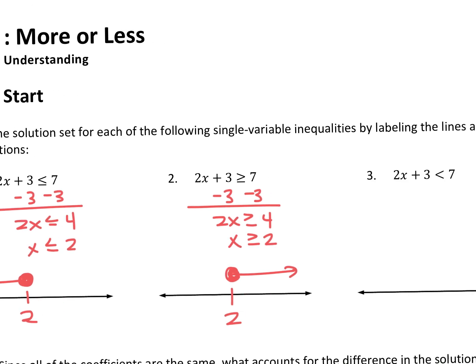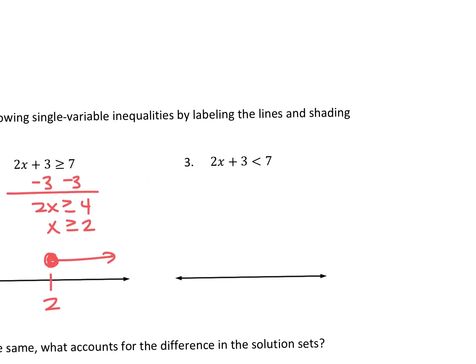Okay, let's see the next one. This one we're also going to minus 3 from both sides, and we're going to have 2x is less than 4, and we get x is less than 2. So again, our boundary number is 2, but we have an open circle this time, and it's going left.